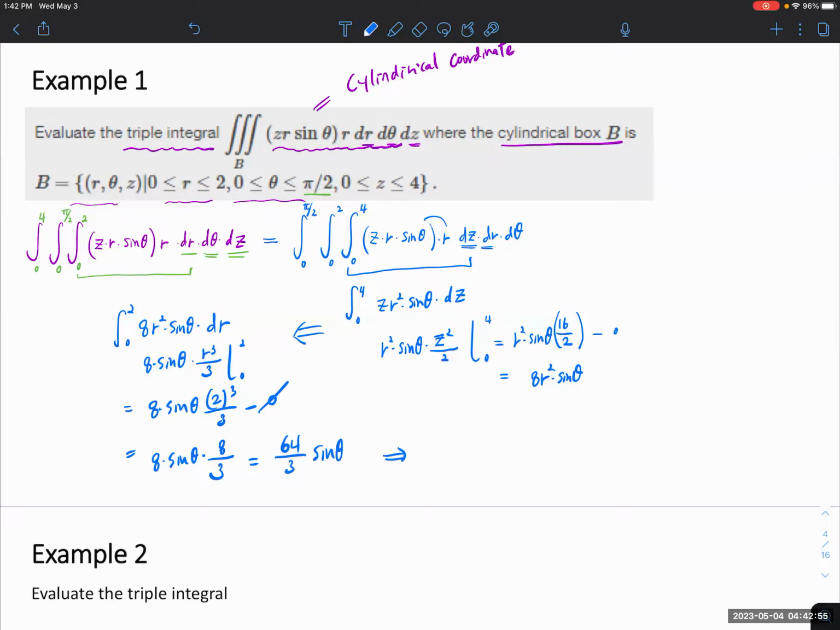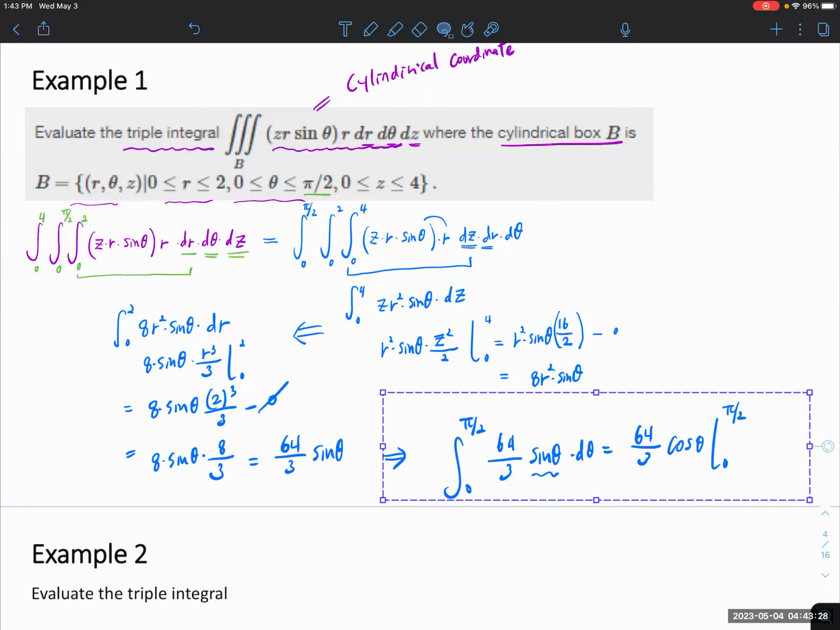So finally, we're going to go back to the last one. 0 to pi over 2, 64 over 3 sine theta. Oops, there's a d theta. So 64 over 3, just the number. And then you're going to take the integral of sine theta. What is it? The integral of sine is negative cosine, so cosine theta from 0 to pi over 2. There we go. Almost done.